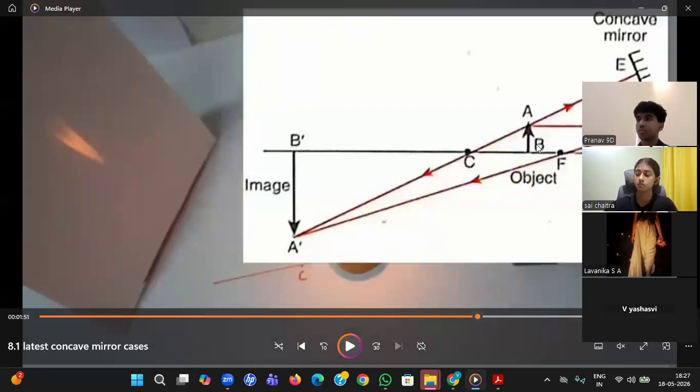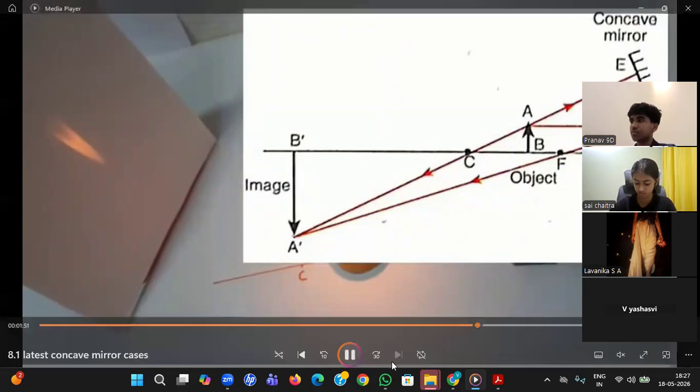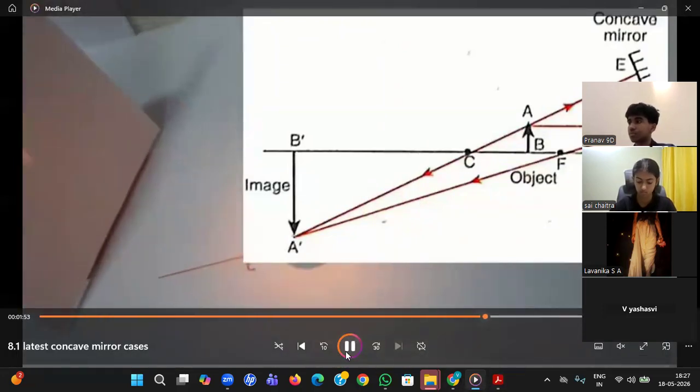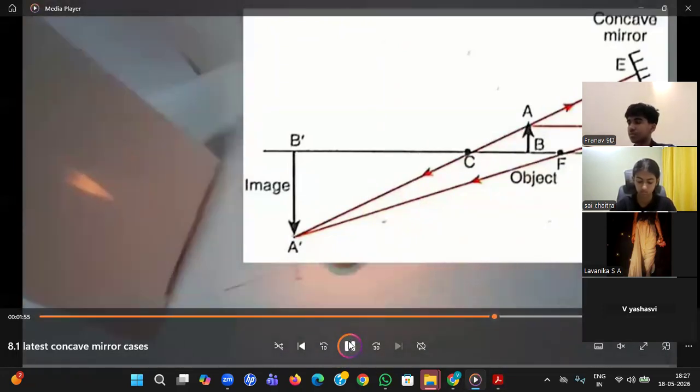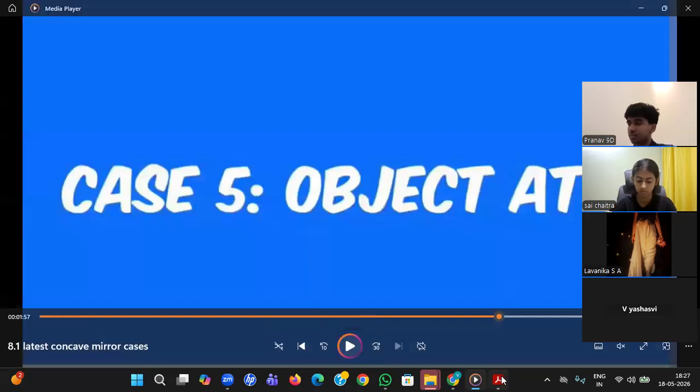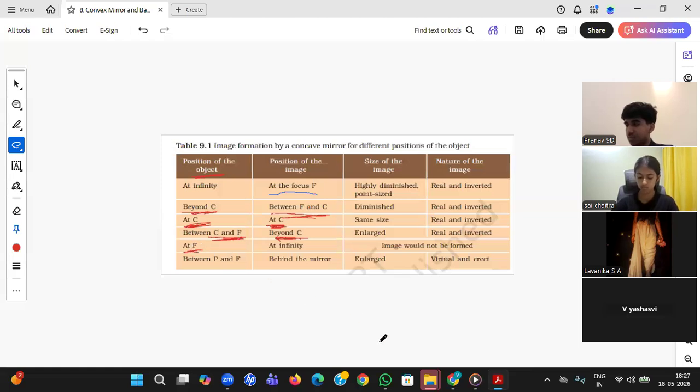You see, this is the object, this is the image. It should be big also, it should be inverted also. That is what your case number 4 is, student. Case number 4. Okay, fifth case, where should I keep the object? I should keep the object exactly at F.